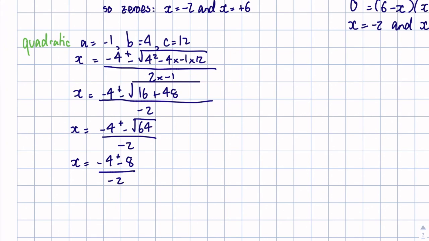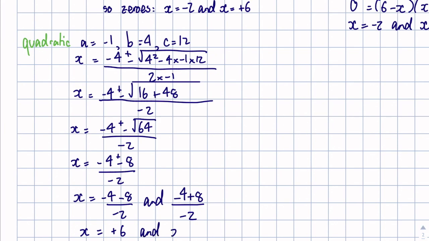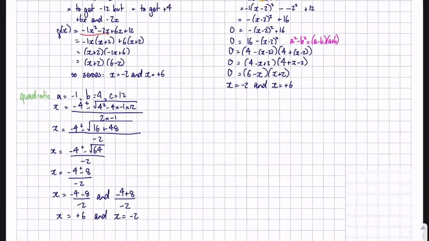All over negative 2. So I get x equals negative 4 take 8 all over negative 2 and negative 4 plus 8 all over negative 2, which gives me x equals negative 12 over negative 2 is positive 6 and x equals positive 4 over negative 2 is negative 2. Hooray! Same answers for all of them.